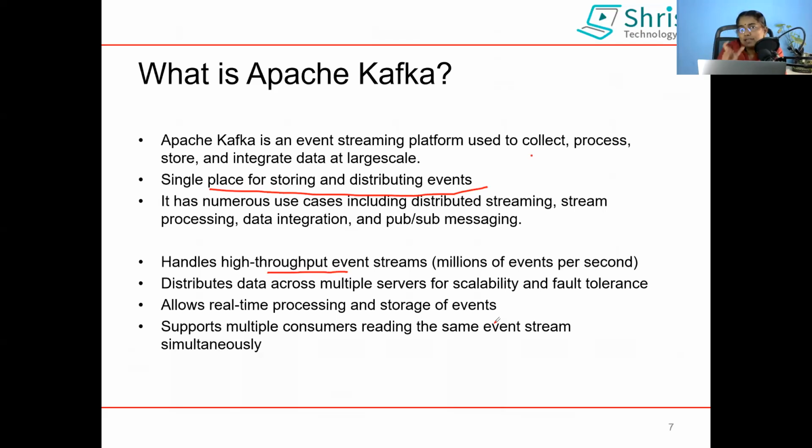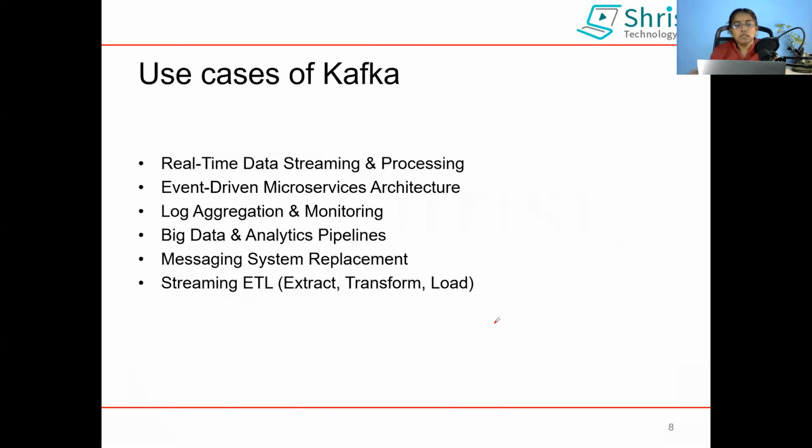That is why they have it as a topic. In the older publisher-subscriber model, a queue means one-to-one. A topic means one-to-many: publish to many subscribers. Okay. What are the use cases? Real-time data streaming, event-driven microservices, log aggregation, big data, messaging system replacement, streaming ETL.